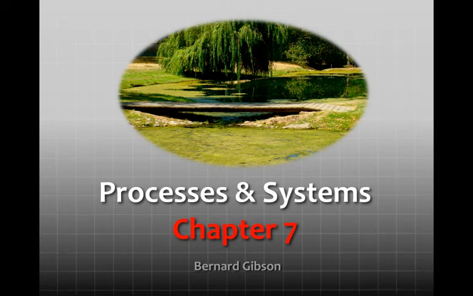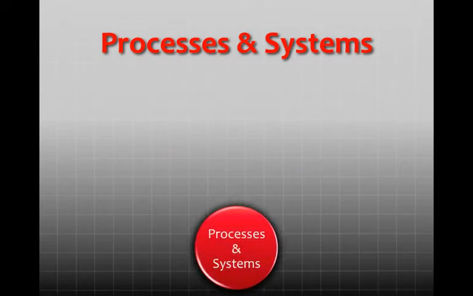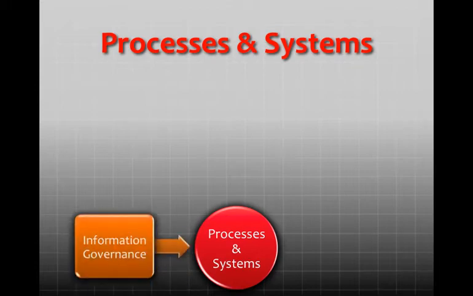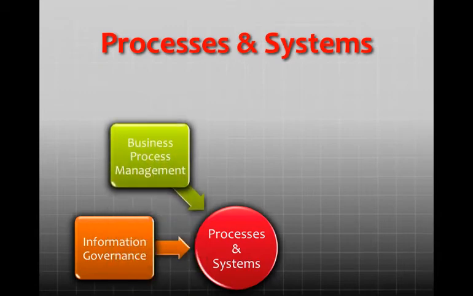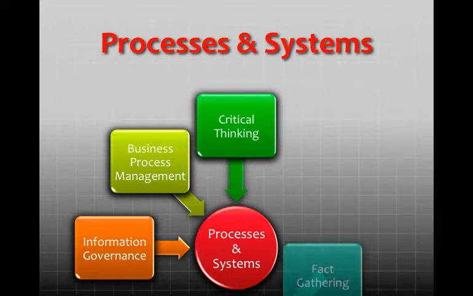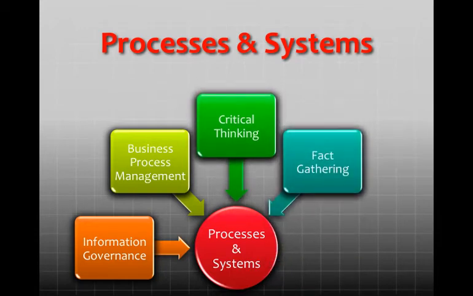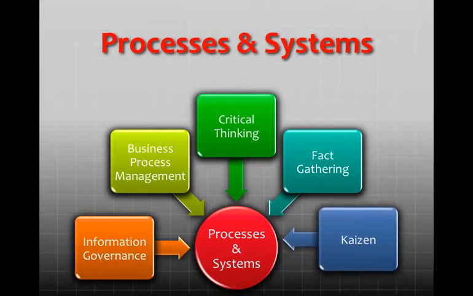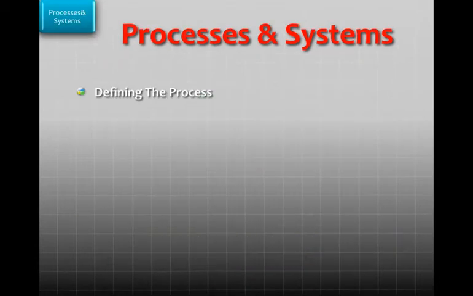Processes and systems, chapter 7 is where we start our discussion today. When we look at processes and systems, it's important to understand that they are part of the fabric from a marketing standpoint and even a marketing planning standpoint. So, what are these components? Information governance, business process management, critical thinking, fact gathering, and of course Kaizen. So we'll go into detail on each one of these.